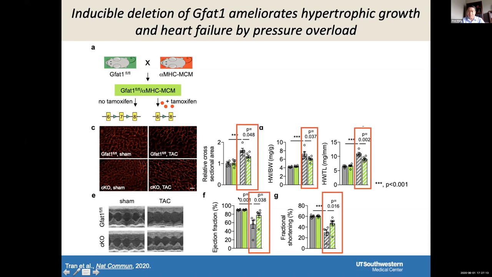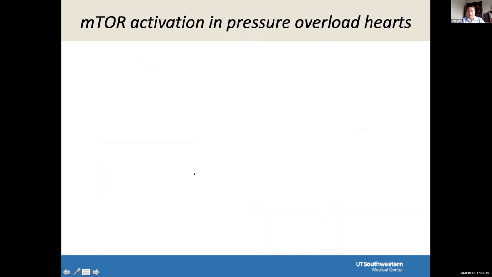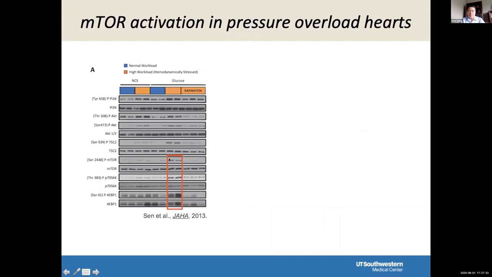mTOR is a hub for a number of growth signaling events in almost all cell types. Previous studies in the field have appreciated the activation and role of mTOR in cardiac hypertrophy growth. This study by Sadoshima's lab in 2013 found the heart under higher workload conditions is associated with the activation of mTOR as shown by mTOR phosphorylation and the downstream S6 kinase and 4E-BP phosphorylation.